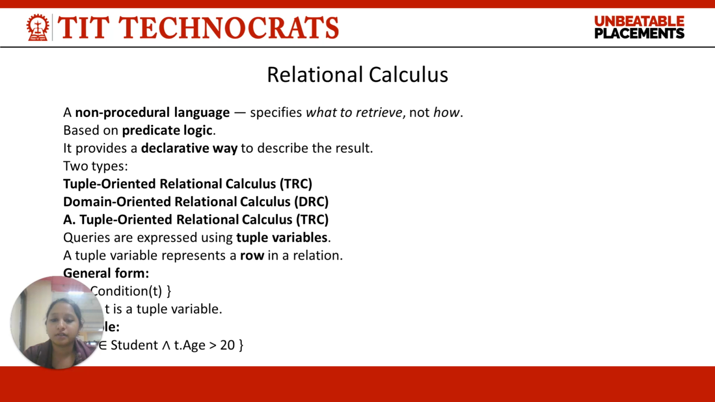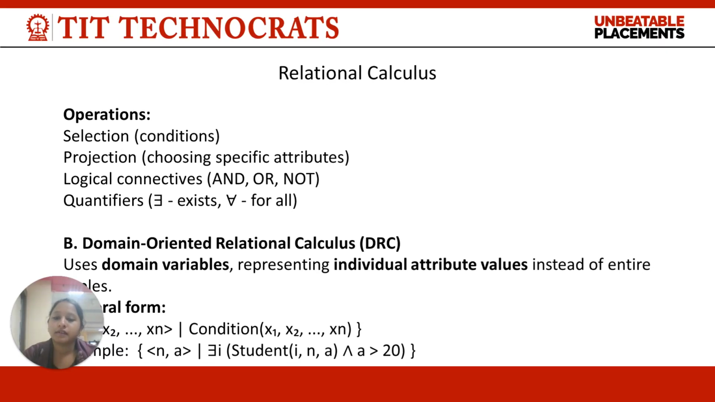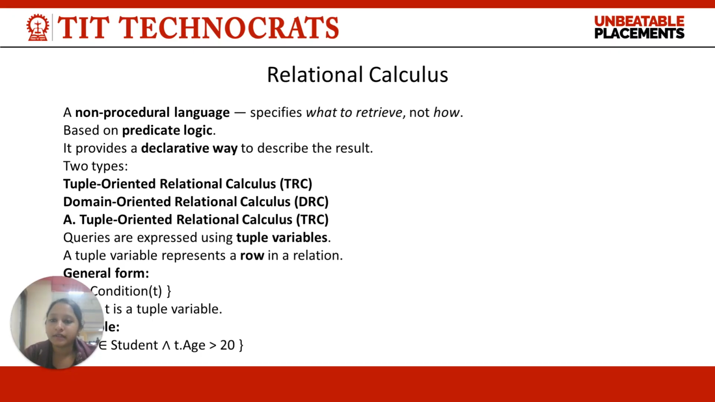Relational calculus. Relational calculus is a non-procedural language that specifies what to retrieve, not how, based on predicates. The purpose is to provide a declarative way to describe query results. The types are tuple-oriented relational calculus and domain-oriented relational calculus. Tuple relational calculus uses tuple variables representing rows, and domain relational calculus uses domain variables representing column values.